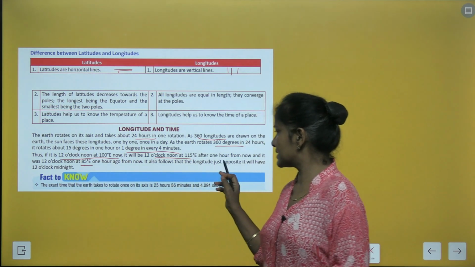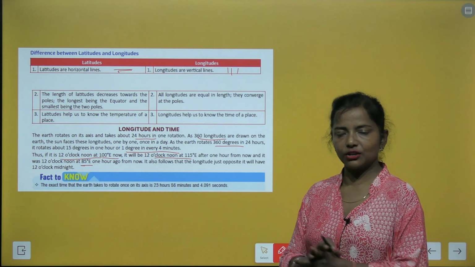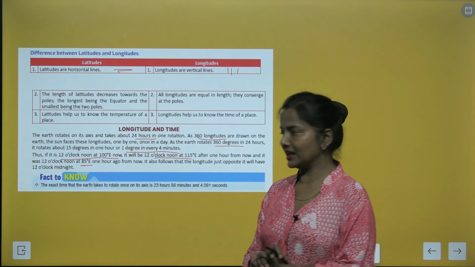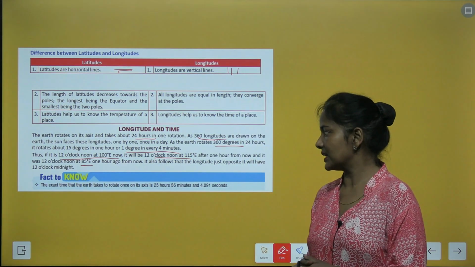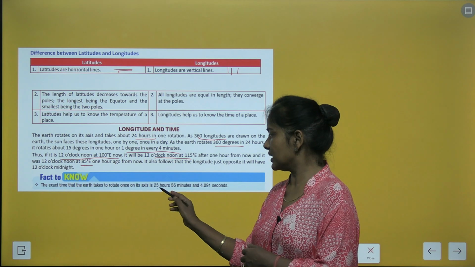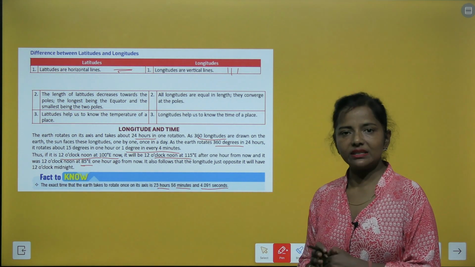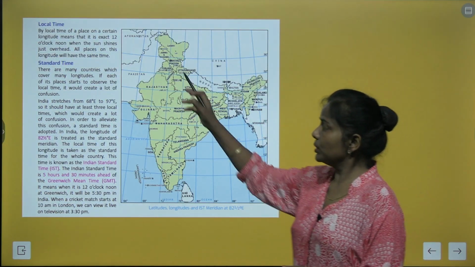It also follows that the longitude just opposite it will have 12 o'clock midnight. और just उसके opposite का जो longitude होगा वहाँ पे 12 o'clock midnight. Now, fact to know: the exact time that the Earth takes to rotate once on its axis is 23 hours 56 minutes and 4.091 seconds. Okay, children?